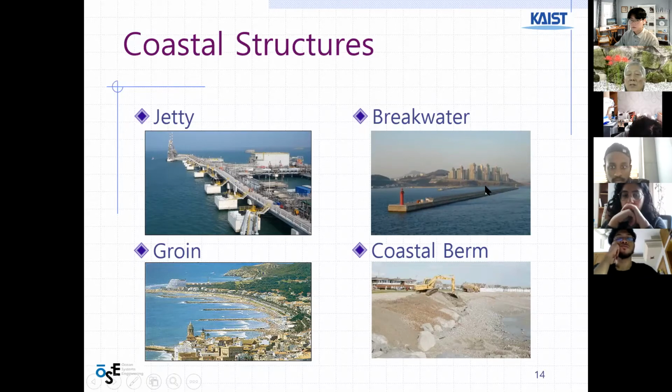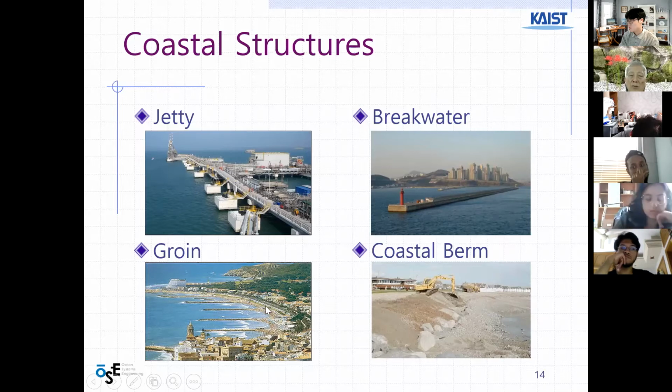And breakwater, when a ship is coming into the port area, they want to protect the ship from the waves coming. So sometimes the ocean is rough with big waves, so that the breakwater is protecting ships inside from the high waves. And a groin is a long structure to protect swimmers and also the movement of sand, similar to a coastal berm.